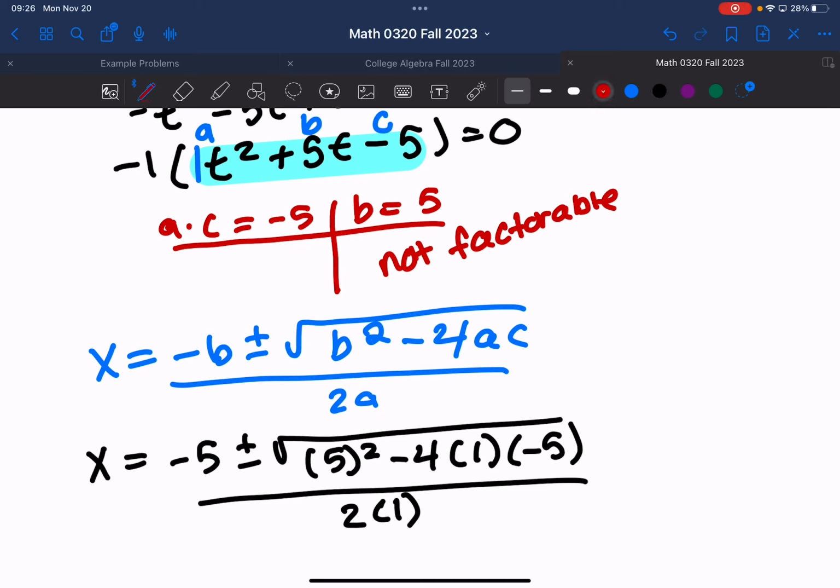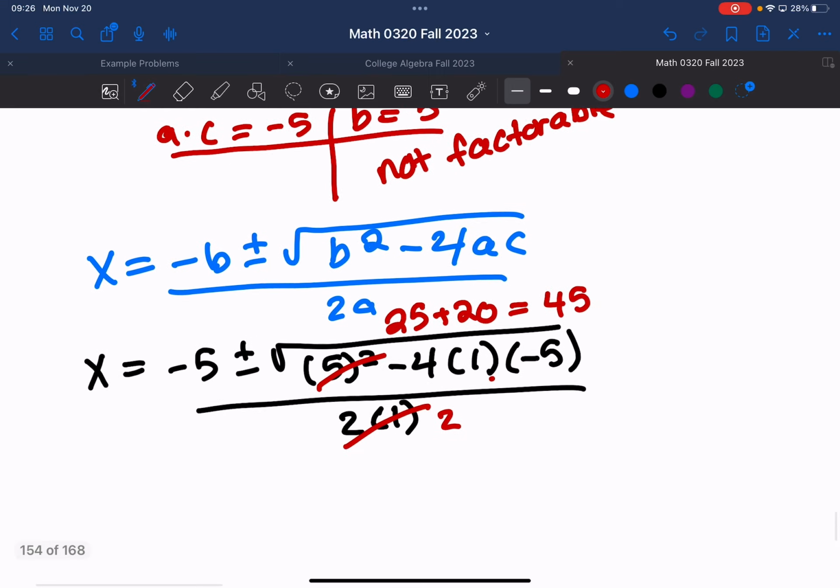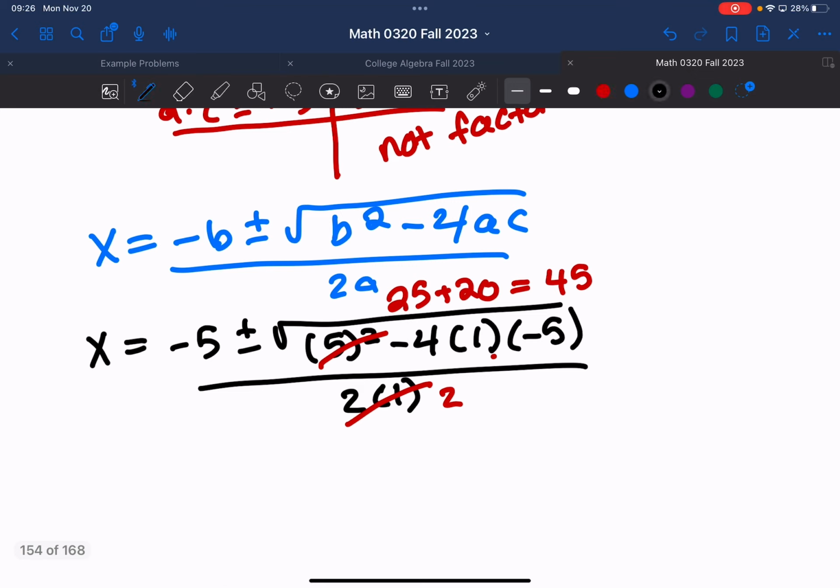So 5 squared is what? 25. And what's negative 4 times 1 times negative 5? Positive 20. So 25 plus 20 is 45, and then 2 times 1 is 2. Is 45 a perfect square? No, it's not a perfect square. But can 45, well, let me write this next step. X equals negative 5 plus or minus square root of 45 over 2.